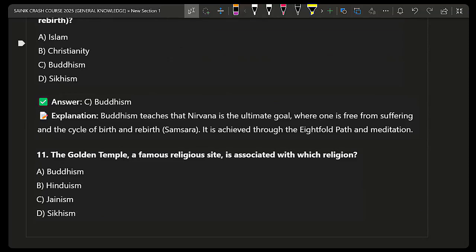Time up. Two students said Jainism, wrong answer. Two students said Hinduism, wrong answer. Three students said Buddhism, wrong answer. And the majority of the class, 11 students, gave the correct answer. It is Sikhism.